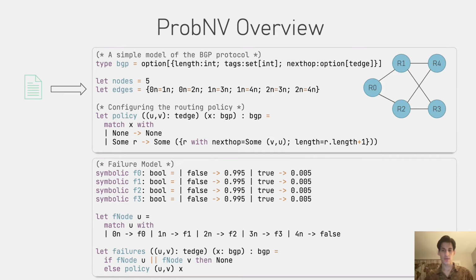Given a link, if either node at its endpoints has failed, so if the respective symbolic is true, then an empty route is returned. Otherwise, the policy of the network is applied as usual. Now that we have the model, what we need to do is come up with a way to efficiently interpret it. Because of the symbolics, these programs describe a huge state space, so we'll have to carefully navigate that.